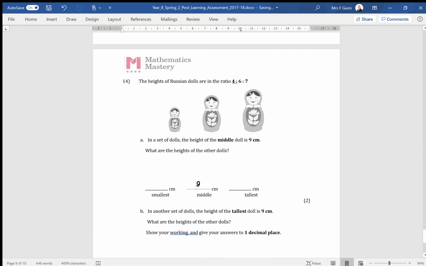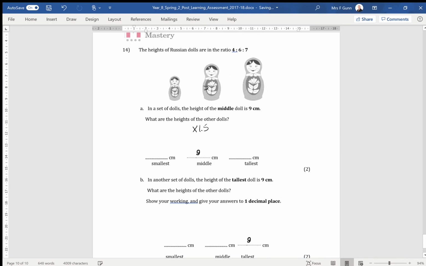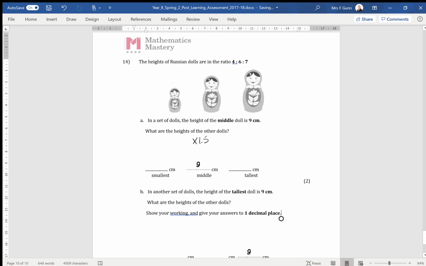The heights of Russian dolls are in the ratio 4:6:7. In a set of dolls, the middle height is 9 centimetres. What are the other heights? So to turn 6 into 9, times it by 1.5. So I do 4 times 1.5, which is 6. And I do 7 times 1.5, which is 10.5.